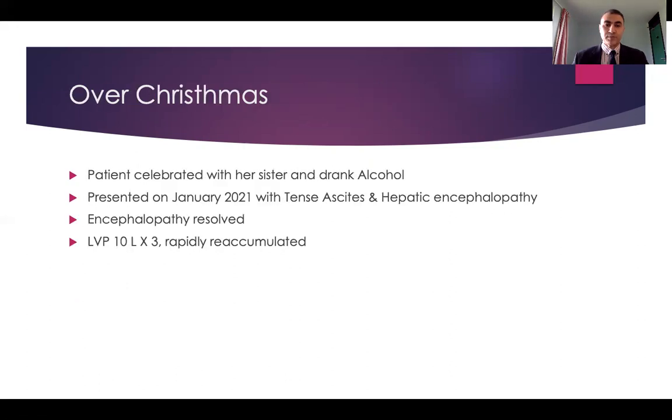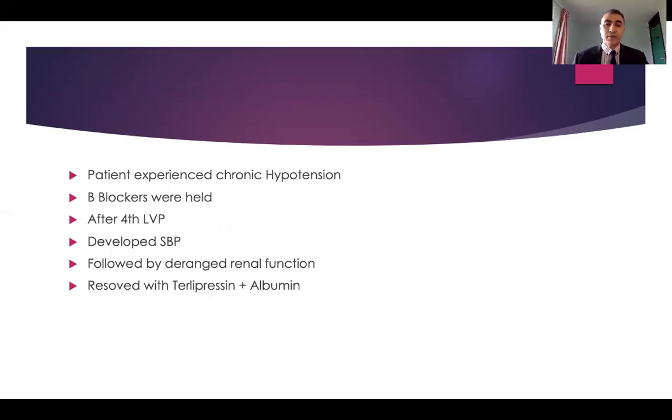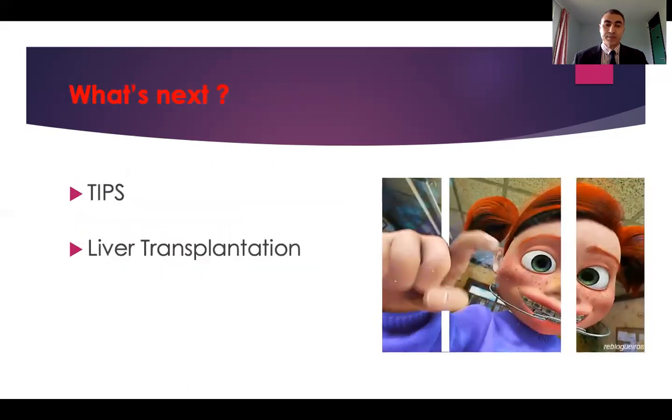to avoid SBP. Over Christmas, our patient celebrated with her sister and drank alcohol, and presented in January 2021 with tense ascites and hepatic encephalopathy. The encephalopathy resolved after a few days, and she received large volume paracentesis 3 times over the next 3 weeks. The patient experienced chronic hypotension. For that, we stopped the beta blockers, and she developed SBP again after the fourth large volume paracentesis, followed by deranged liver function. That was resolved with terlipressin and albumin.